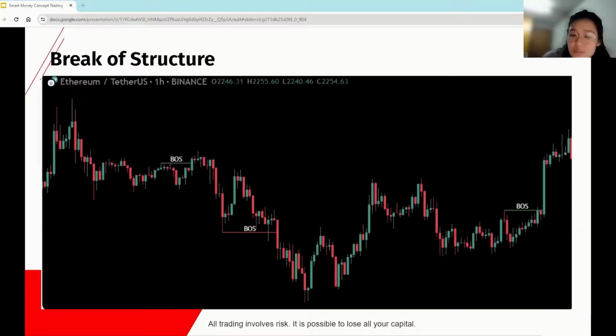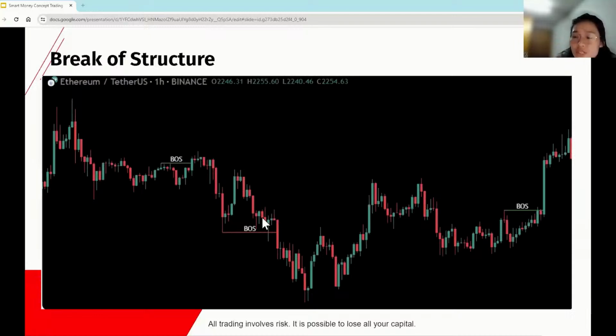And this indicates that the current trend is continuing. In this example, you can see a slight uptrend. If we look at the first break of structure, there's a very slight upward movement. If the price has been moving upwards, it breaks above this previous high, which is this high here. It shows that buyers are still in control and the upward trend is likely to continue.